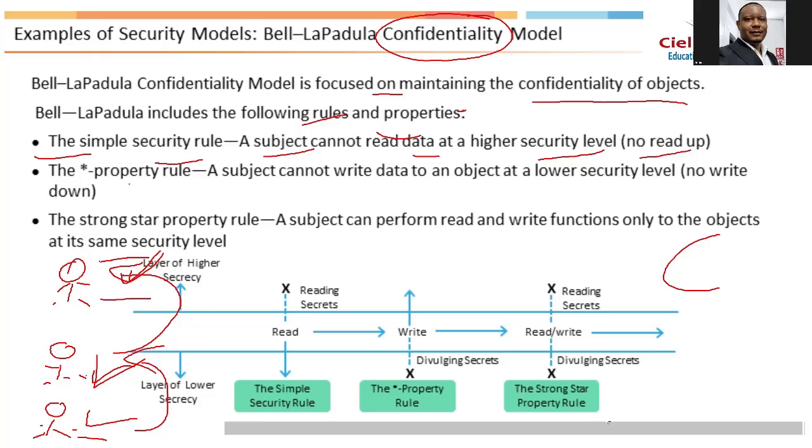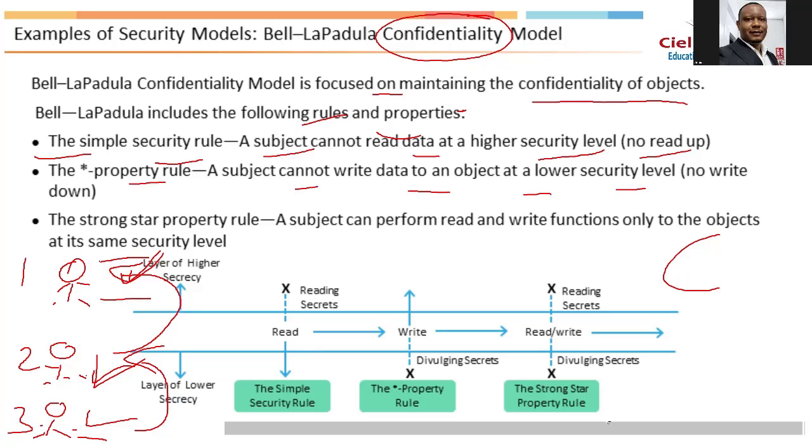There's also a property rule that the subject cannot write data to an object at a lower security level, which is more like the opposite of what we have said before, or saying the same thing, but in a different way. If this person, level 2, cannot read what is in level 1, it means that whatever the person in level 1 writes should not be read by someone at a lower level. That's basically what the property rule is saying. The subject cannot write data to an object at a lower security level.